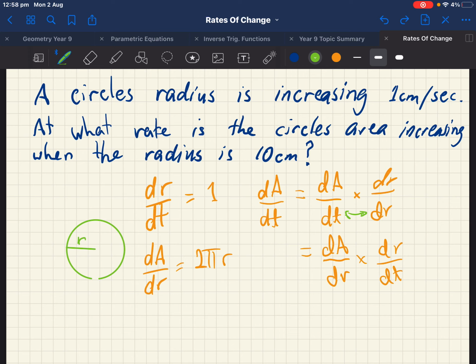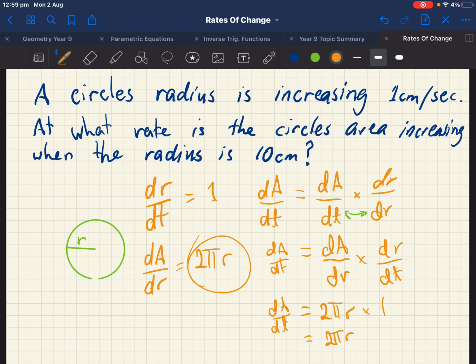And by doing that, we can now actually solve our problem. dA/dr is equal to 2 pi r. I got that from over here. And we're timesing it by dr/dt, which we know is a positive 1. That means the rate at which the area is changing is just going to be equal to, simplifying this, 2 pi r. And now that we know that, we can find the rate at which our area is changing.